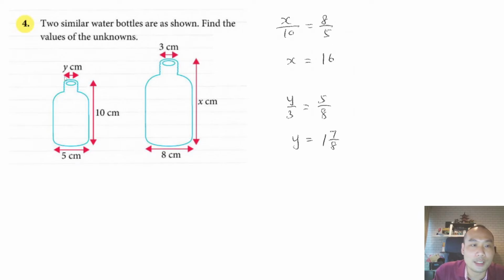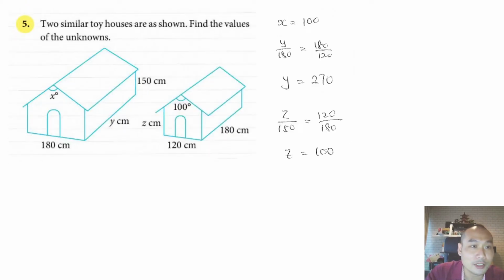Then we have y, which is the width of the mouth of the bottle. So y over 3 is going to match up with 5 over 8. So we can find that y is actually 1 and 7 over 8 centimeters, right? So here we go. Similarity, right? Do we have another question for you to practice?